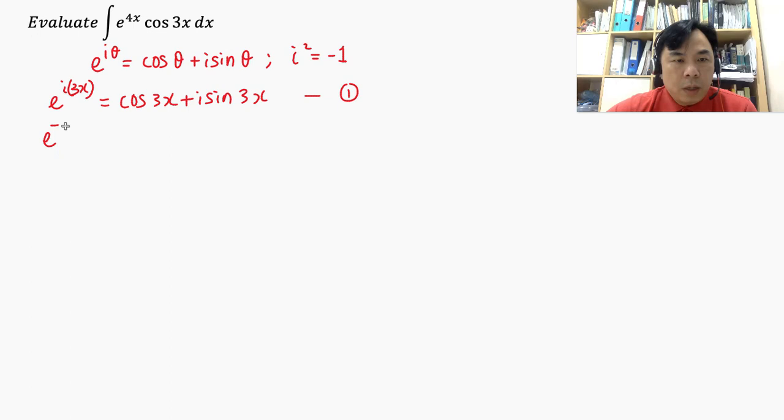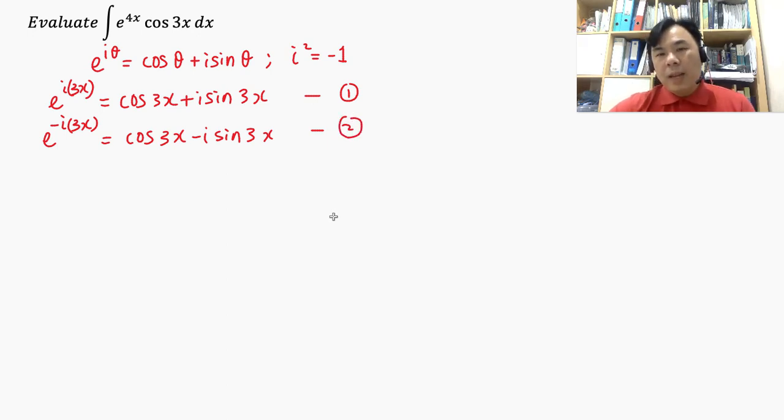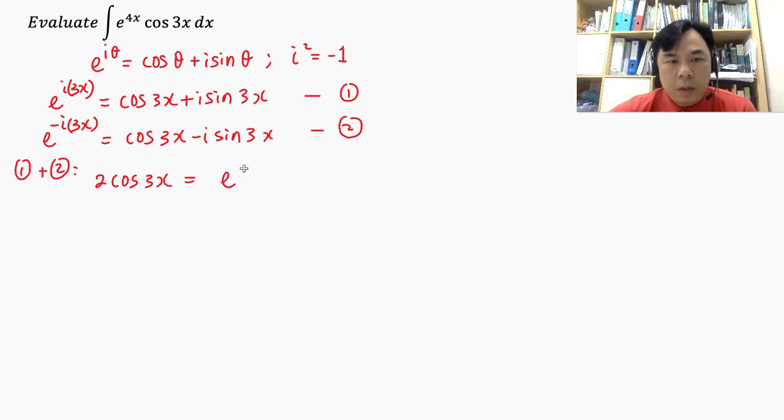At the same time, I can consider the other Euler expression, which can be written as cosine 3x minus i sine 3x. So that will be my second equation. As you can guess, I'm going to eliminate the sine here because I'm more interested in the cosine itself. Therefore, I'm going to add up equation 1 and equation 2. For this, I will end up with 2 cosine 3x equal to e to the i 3x plus e to the negative i 3x.